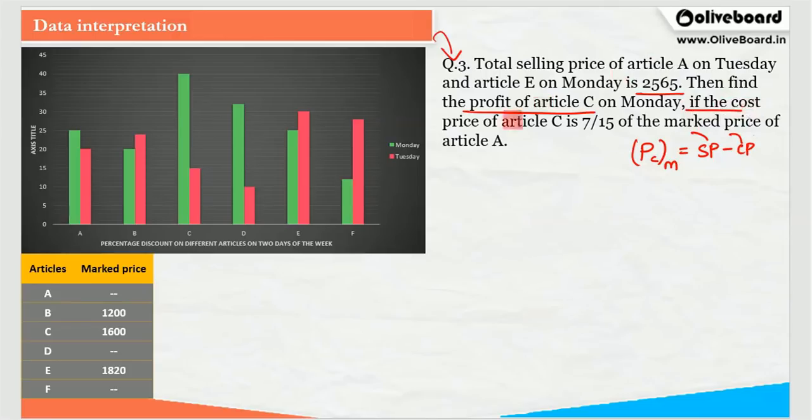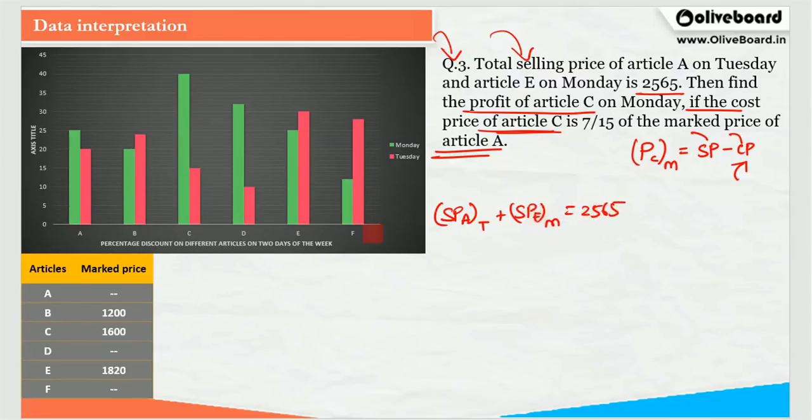If the cost price of article C is 7 by 15 of the mark price of article A, this will be found easily if I am able to find the mark price of article A. So how am I going to do this? I will be using this particular data: the selling price of article A on Tuesday, SP of A on Tuesday, plus SP of E on Monday is equal to 2565.